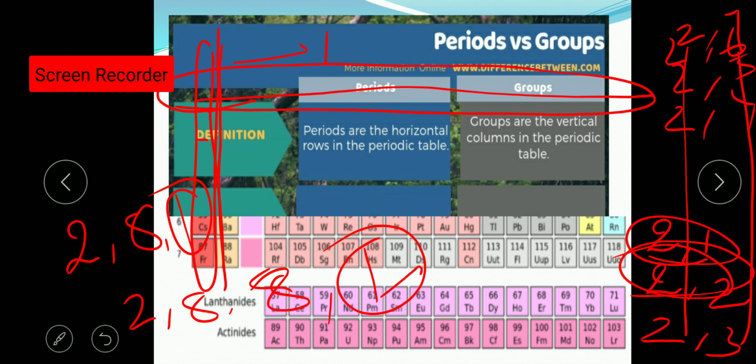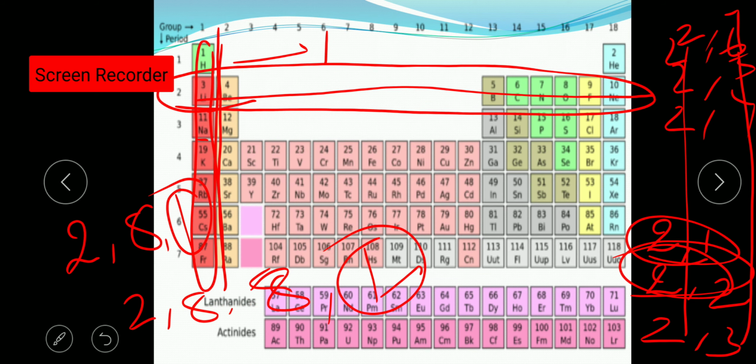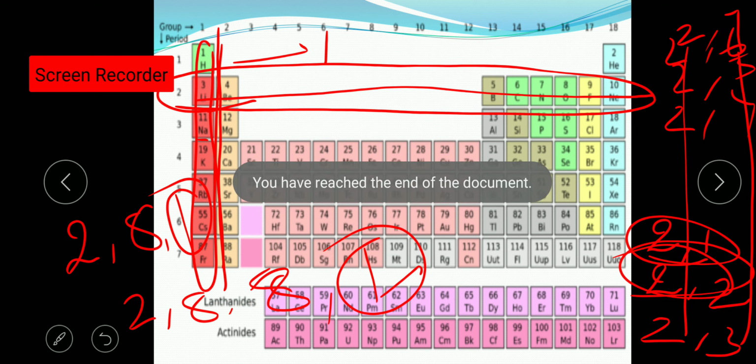Okay. So in the next class we will be starting with the writing down of the molecular formula.